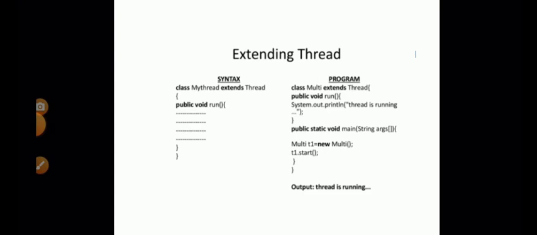Next we are going to see an example. We have created a class called Multi and we have extended Thread. Within that we have a run function, and within the run function we have written that the thread is running. For this Multi class we have created the object and invoked the start function. When we call the start function, the run function of the thread is executed. So it gives the output that the thread is running.